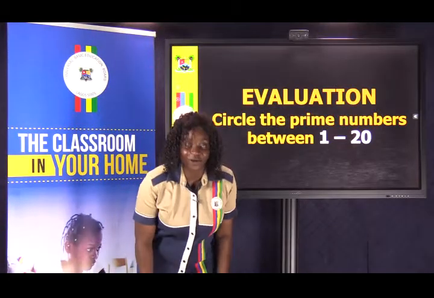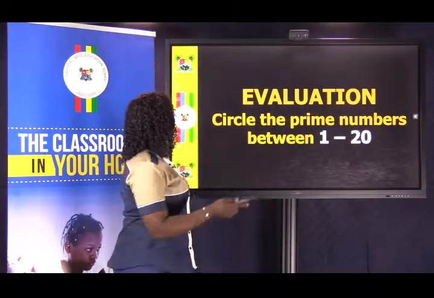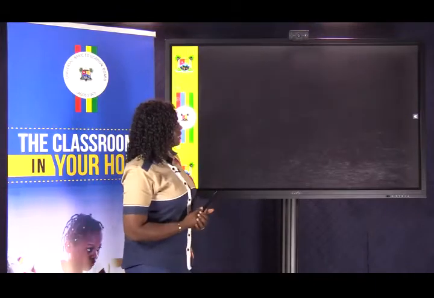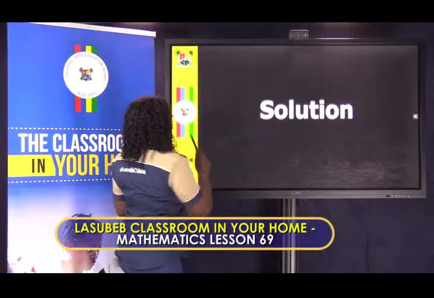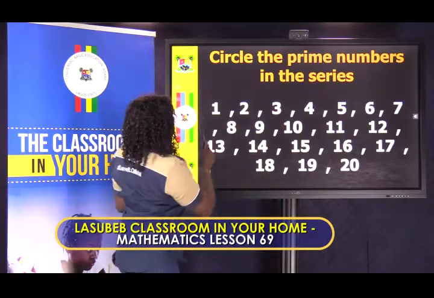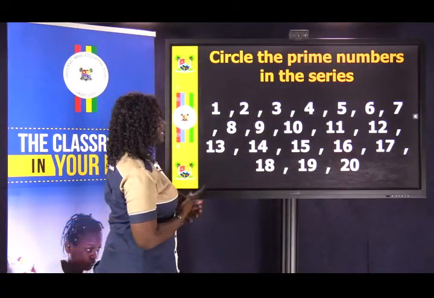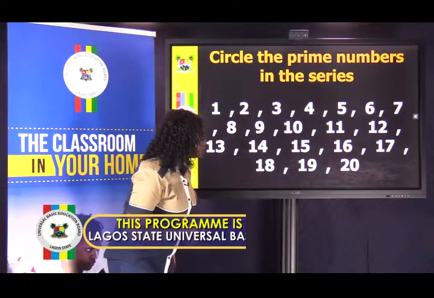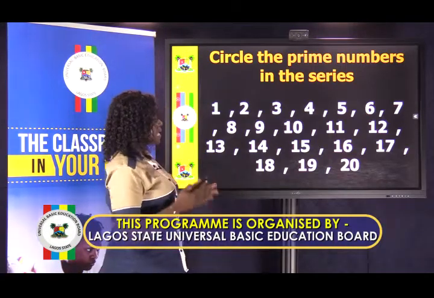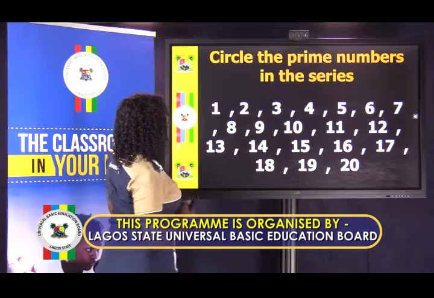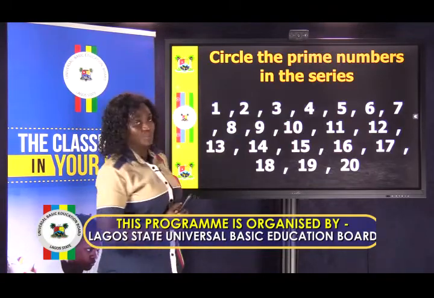Okay, pens down. It's 1 minute and time is up. Let's see. First of all, you write the numbers 1 to 20: 1, 2, 3, 4, 5, 6, 7, 8, 9, 10, 11, 12, 13, 14, 15, 16, 17, 18, 19, 20. Now let's circle the prime numbers.